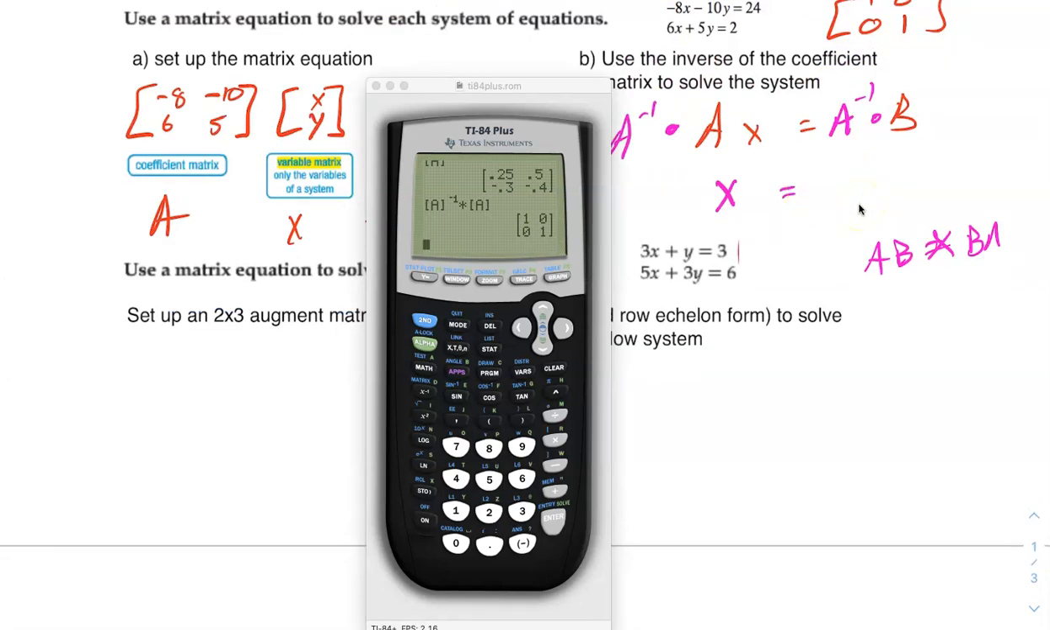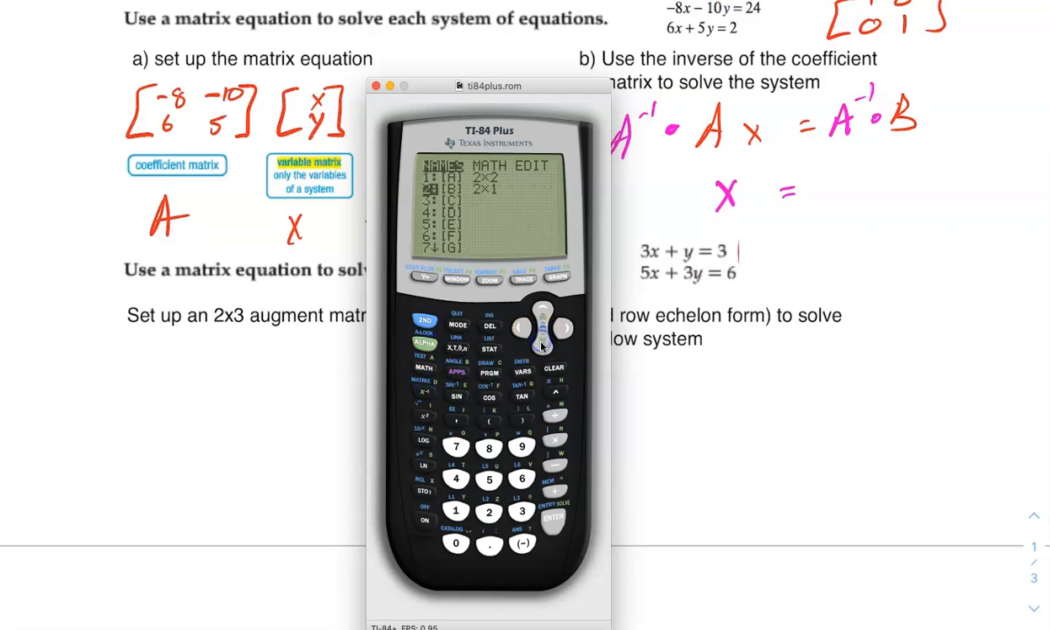So let's finish this. Let me erase that so we have some space. Let's do some of the calculator. I'm going to do A inverse times B. So just select the A inverse again. So second matrix, A inverse, then we're going to multiply by matrix B. I get 7, -8.